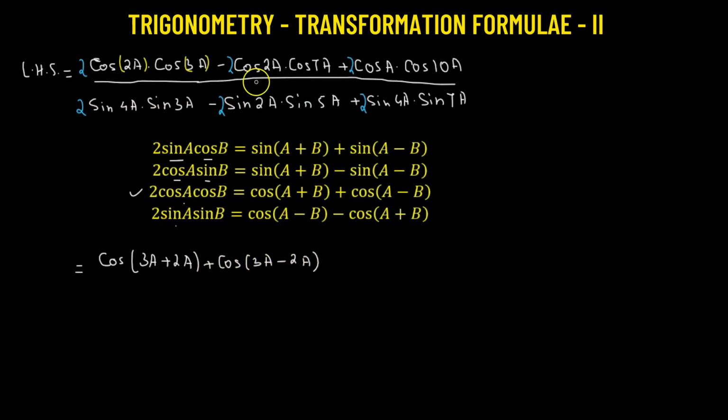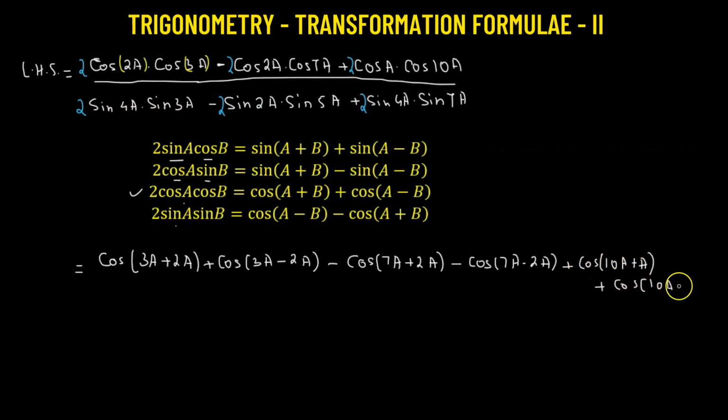Moving on to the second term, where we have 2 times cosine of 2a times cosine of 7a. We'll come back to the sign in a moment. We have cosine of 7a plus 2a plus cosine of 7a minus 2a. But what we'll do is multiply each term by negative, because we have a negative sign here. And then finally, we have 2 times cosine of a times cosine of 10a. So that's going to be cosine of 10a plus a added to cosine of 10a minus a.